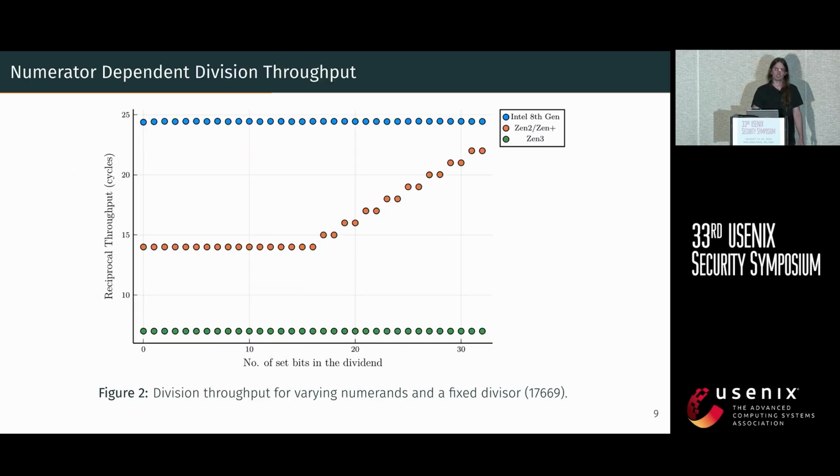And we tested some high-performance microarchitectures, and these division instructions take a variable amount of time on some of them, at least on Zen 2 and Zen+. So here you can see the numerator of the division, and then the number of cycles it takes.